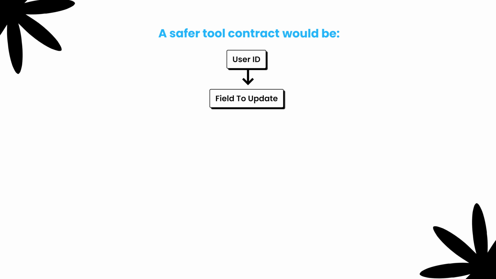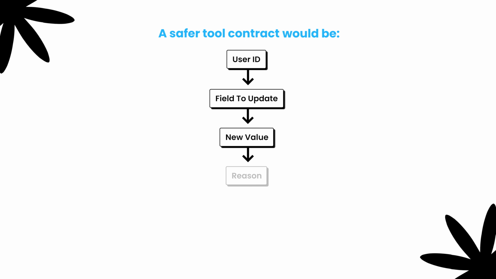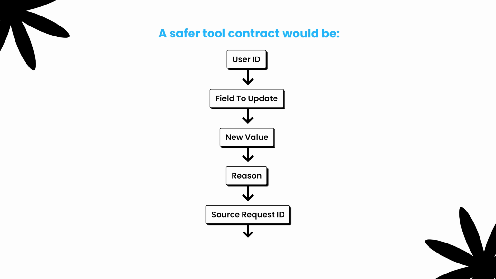For example, a tool called update user should not accept one vague natural language string, like "update this user based on the request." That is too open-ended. A safer tool contract would be user ID, field to update, new value, reason, source request ID, and confirmation required. You also want your tool outputs to be machine readable. So if a tool fails, it returns a structured error. If a tool succeeds, it also returns a structured result. The agent should not have to parse messy prose from your backend.